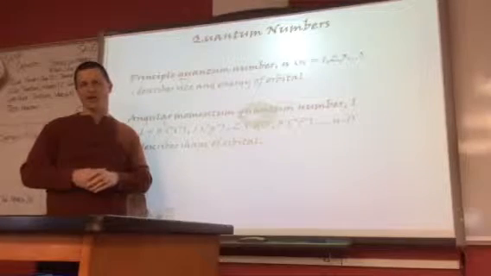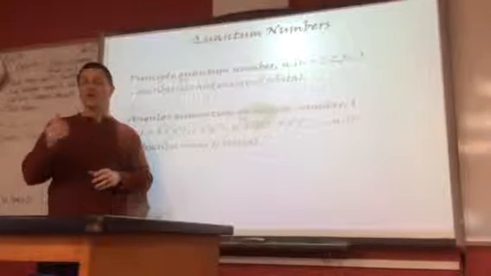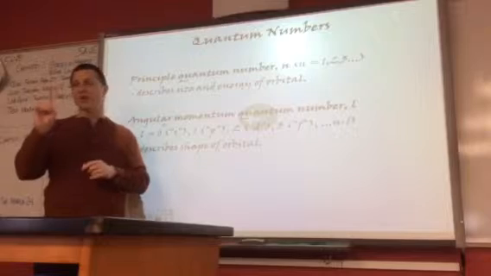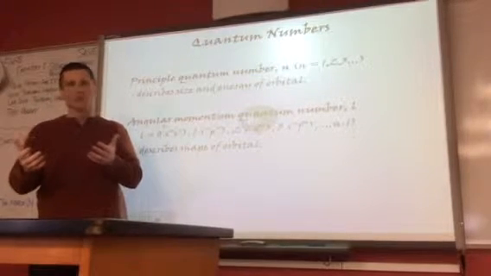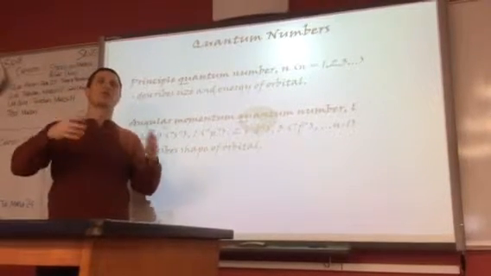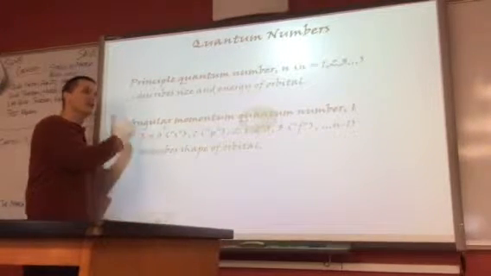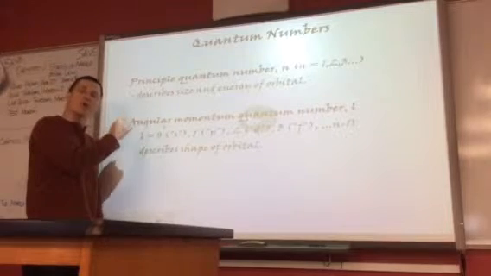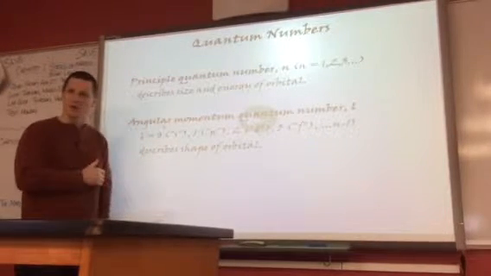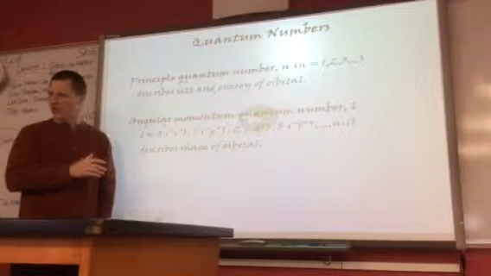The value depends on what n is. If n is 1, if you're in the first energy level, there's only one possible L, that's 0, because that's n minus 1. Let's say that we're in the fourth energy level. That means n equals 4. So the L values would be 0, 1, 2, and 3. So L always starts at 0 and goes up to n minus 1. Okay?